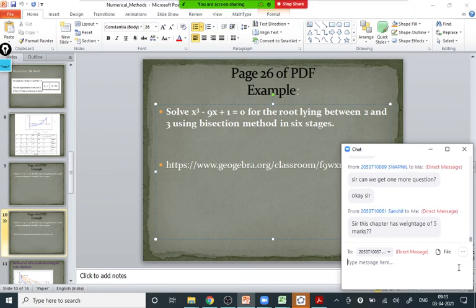Yes, the three methods together have the 5 marks weightage. Correct, Sanchit. Bisection, regula falsi, and Newton-Raphson together have the 5 marks. Actually, this chapter is lengthy, but the topic is simple. The weightage is 22 marks for the entire chapter. But this first article, bisection, regula falsi, and Newton-Raphson together, has the 5 marks weightage.